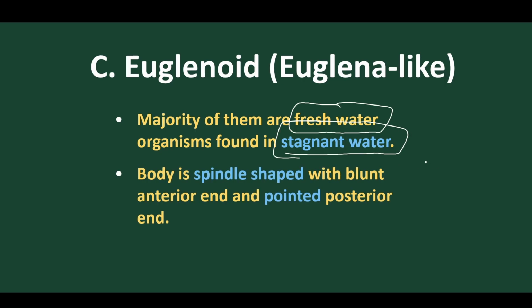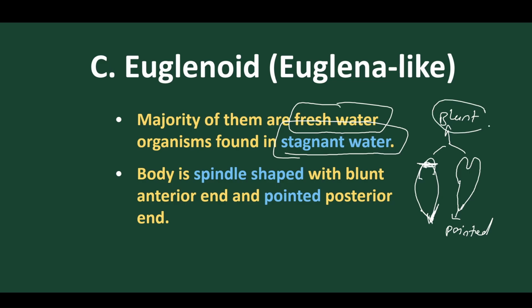The body is spindle-shaped, with a blunt anterior end and a pointed posterior end. The posterior end is very pointed, but the anterior end is blunt. So this is the posterior part, which is pointed, and this is the anterior part, which is blunt. Both ends are tapered and the middle part is wider. The anterior end is a little blunt, a little wider, not so pointed, but the posterior end is pointed.